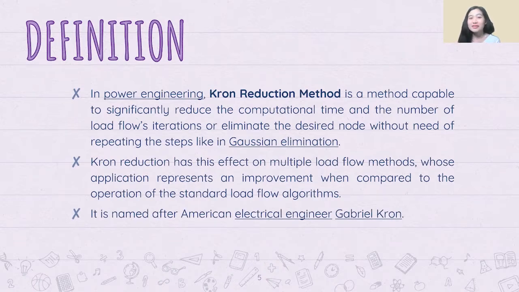Why is it called the Kron reduction method? Simply put, Kron is the surname of an American electrical engineer, Gabriel Kron. And reduction method, of course, means reducing. It is a method of reducing our Y-bus matrix, for example, or the computational time, as well as the load flow iterations of a certain data.